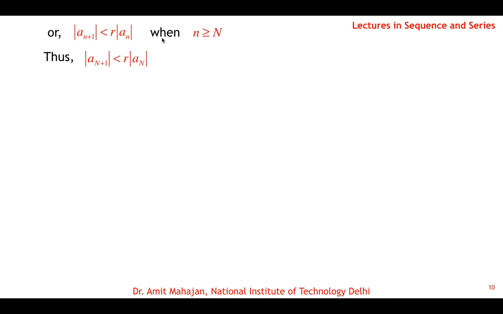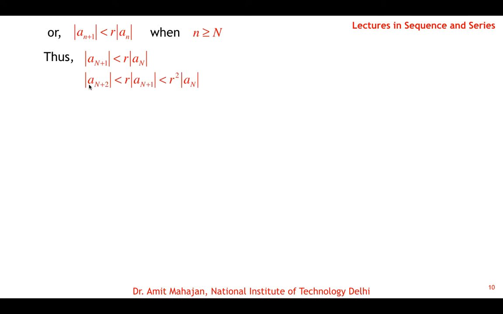Okay, so if we plug n as capital N, then we get this. a of N plus 1 is less than r times the absolute value of a of capital N. So we are just writing n as capital N here. Similarly, if I put n as capital N plus 1, then again this will hold.